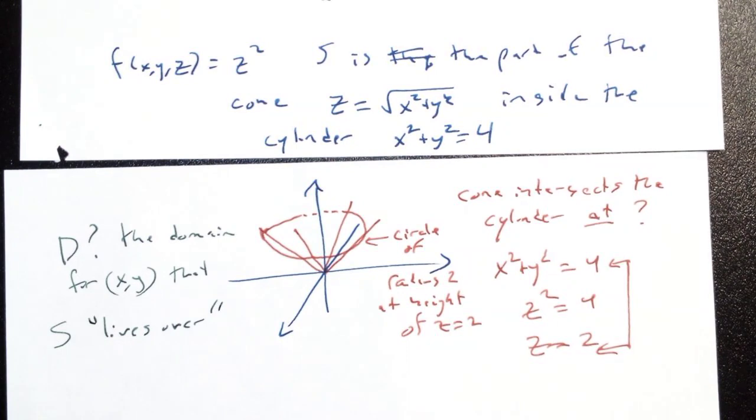I keep using this phrase that it's the part of the xy plane that the surface lives over. If I look down at this from the top, what do I see? A circle. What circle? This circle. The circle of radius 2 centered at the origin.